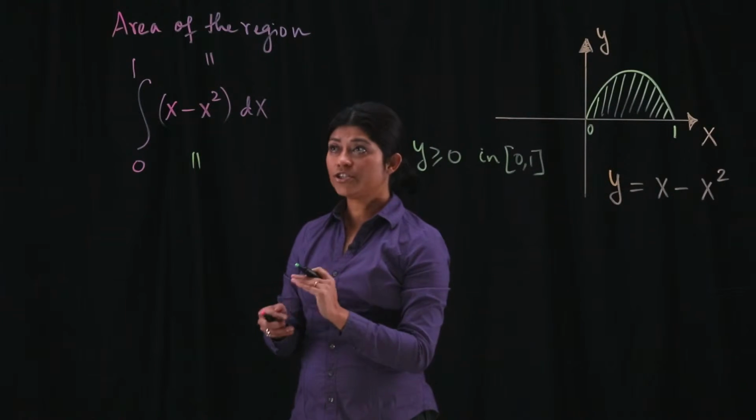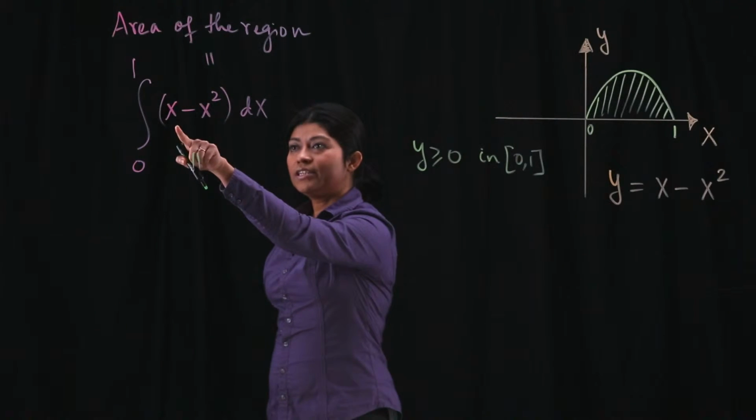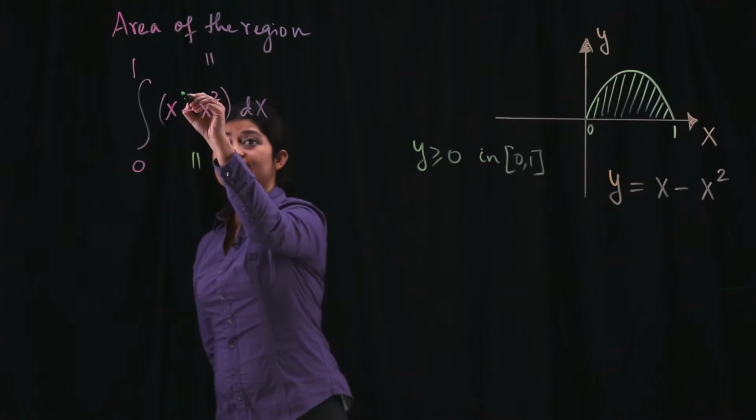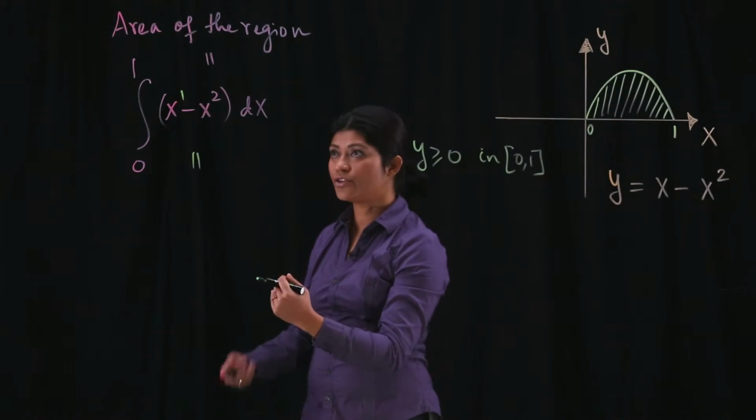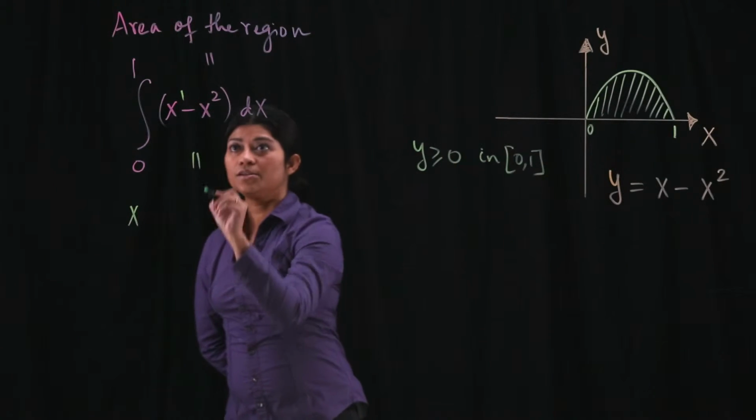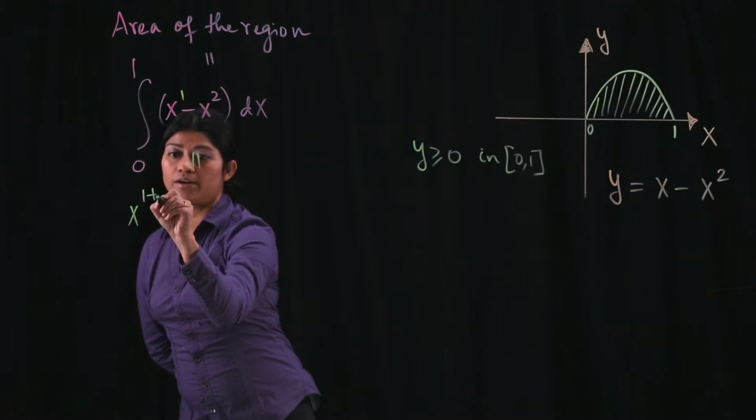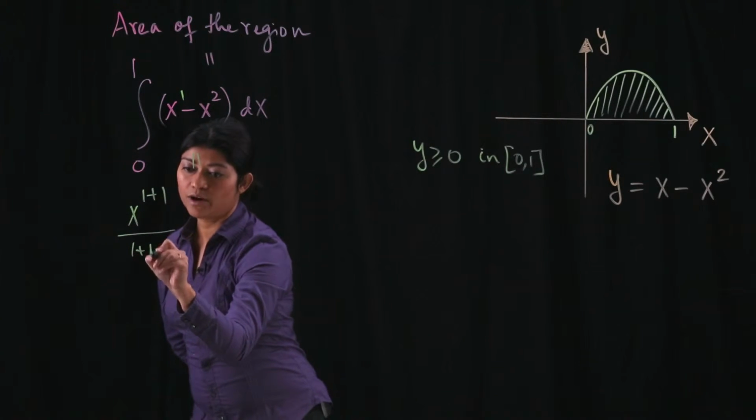Okay, so first we have to find the antiderivative of this function. Now this is x, which means x has a power 1. So you can just use the power rule to find the antiderivative. And what is the power rule? Well, you will have x to the power 1 plus 1. You increase by 1 and then divide by 1 plus 1.